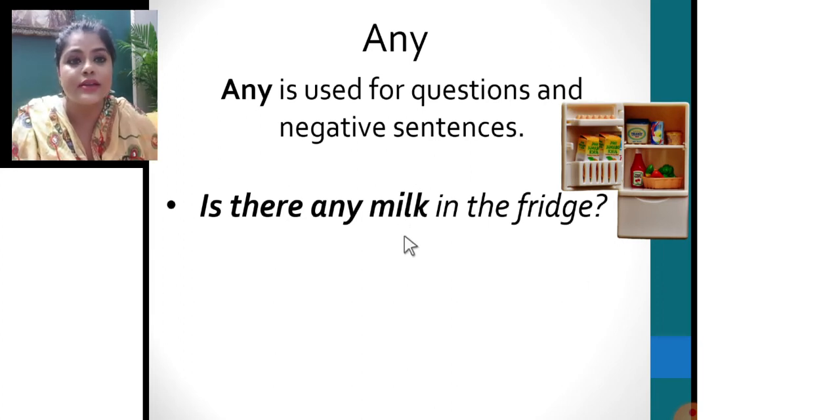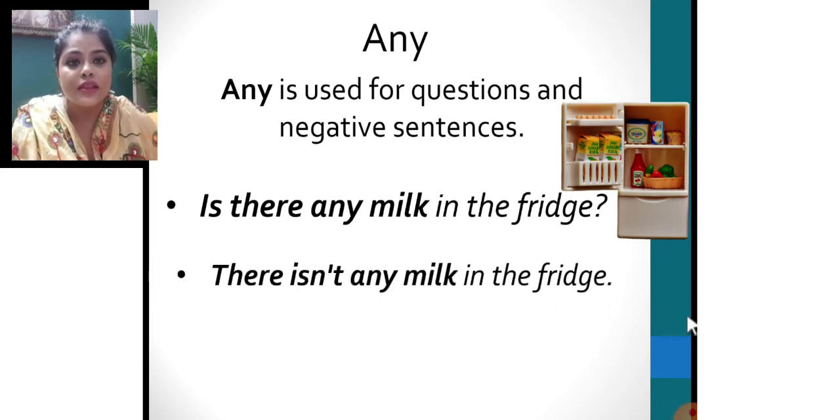Let's see one more example here. There isn't any milk in the refrigerator. It is a negative sentence. Here we are saying isn't. That means no. Isn't means is not. That means there is no milk. This is a negative sentence.